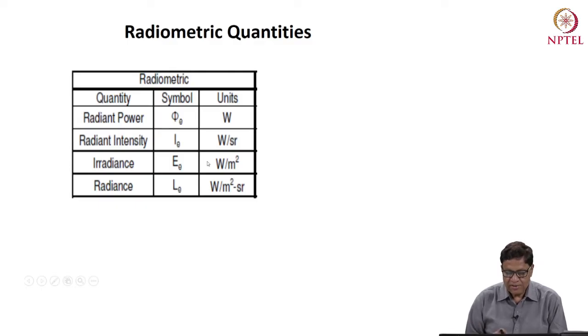Under radiometry, you have different quantities. So first one is radiant power. So assume Q is your radiant energy. Then the radiant power is defined as dQ by dt. That's a radiant power, and it is denoted as phi E. And the units are in watts. So this is radiant power.